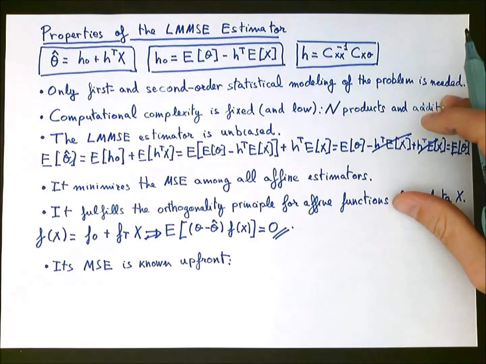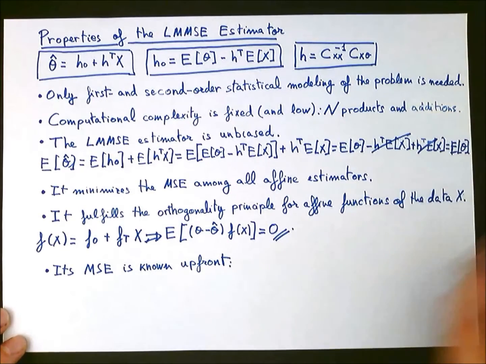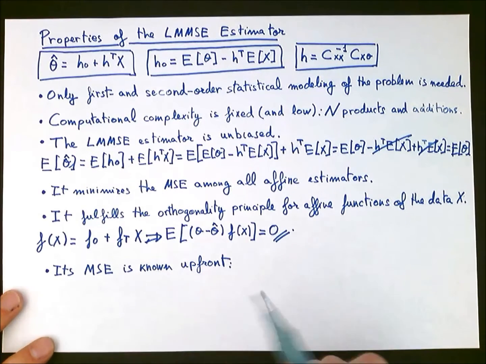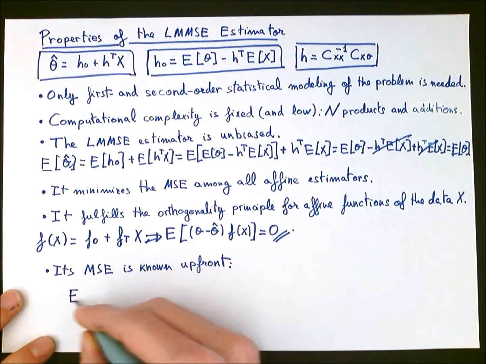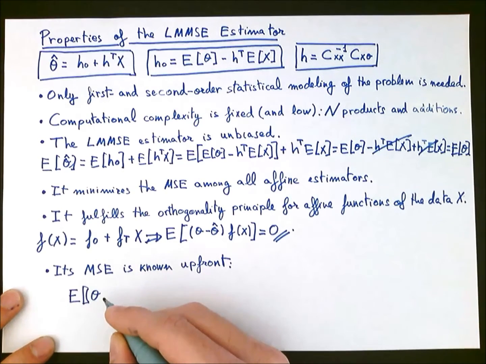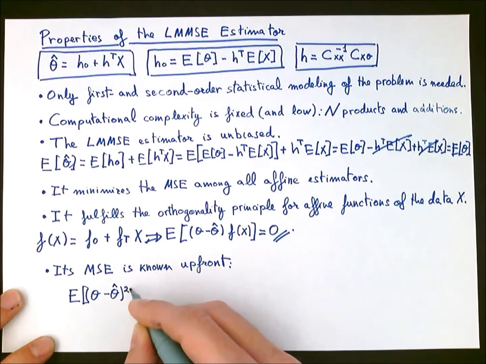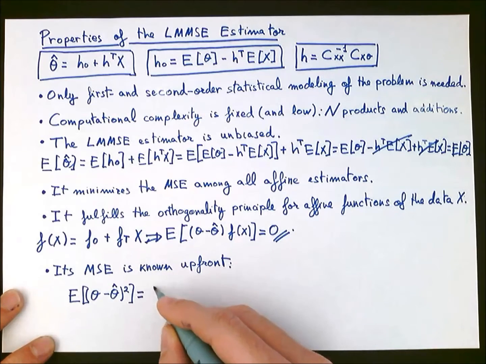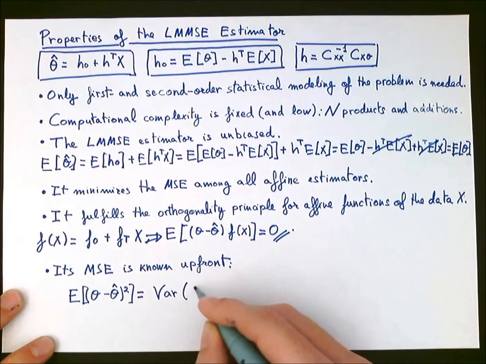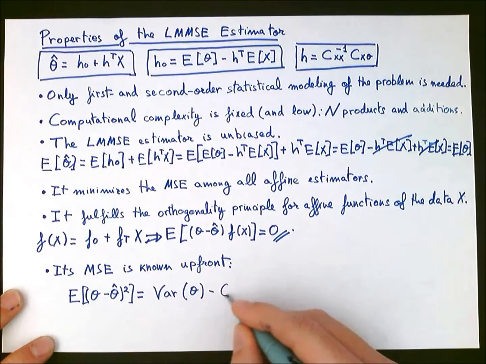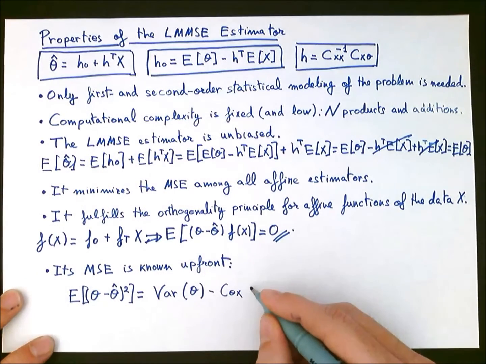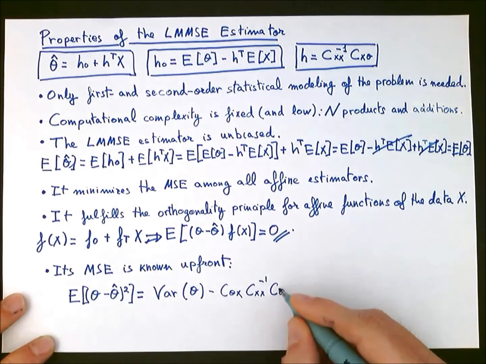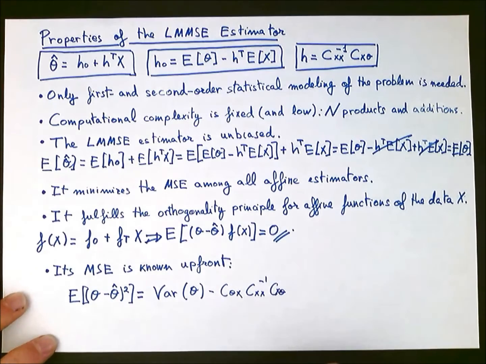And finally, a nice property as well is the fact that we can compute the mean squared error of the LMMSE estimator upfront. This means that we can, just using the definition of the estimator, compute the value of the MSE, of the expected MSE. In fact, this value is equal to the variance of theta minus a second term which depends on the covariance of the data and the covariance of X and theta.